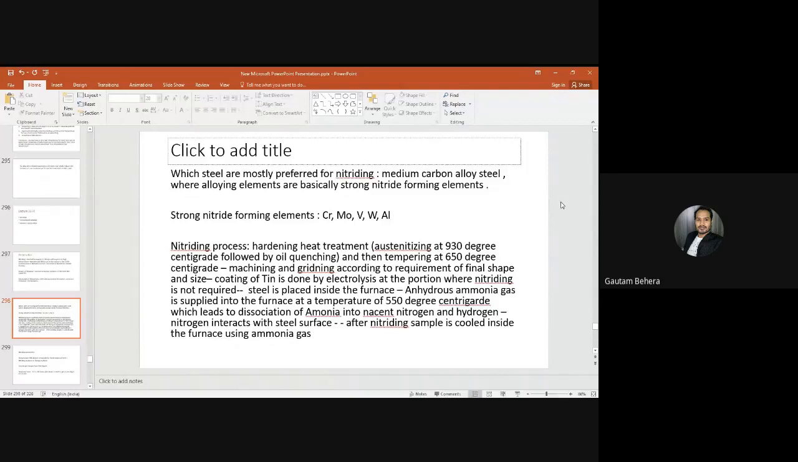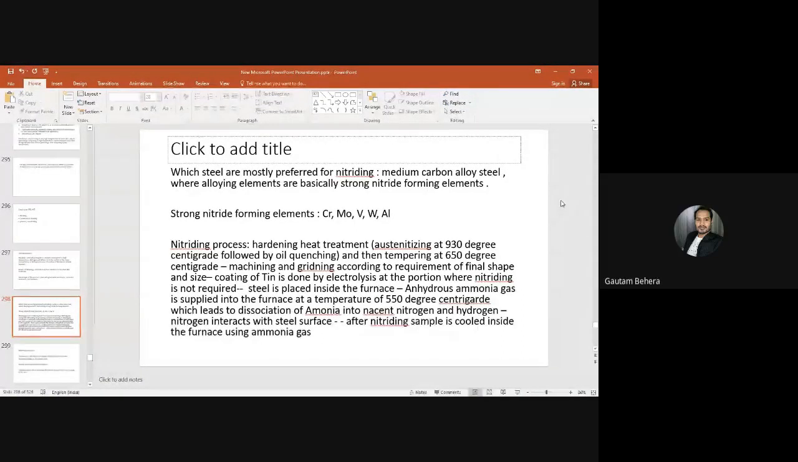Amish, is your doubt clear? Yes. So we are adding nitrogen along with... wait, I am going into the details. I will not skip anything. You'll get the things soon.